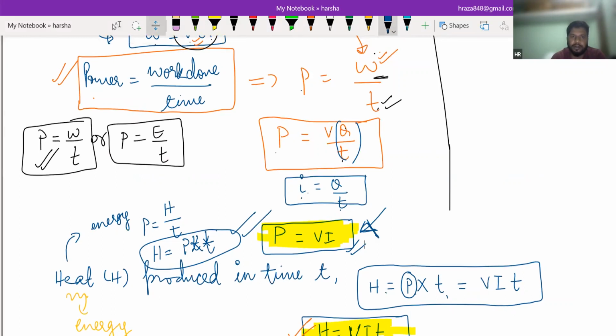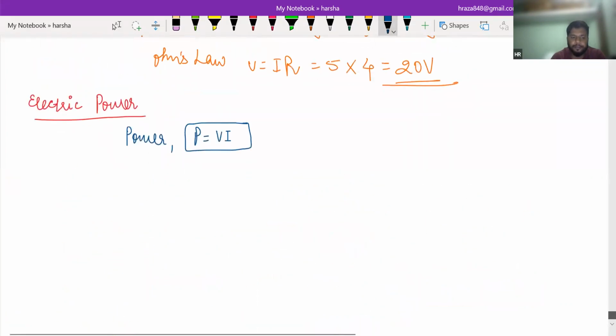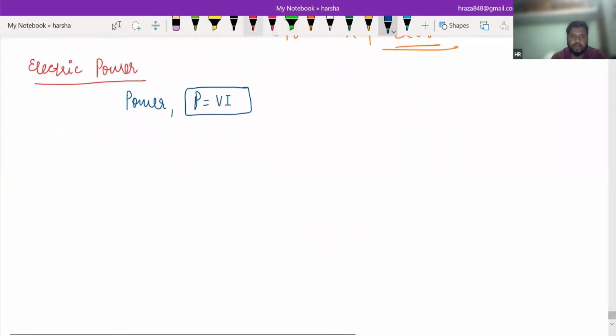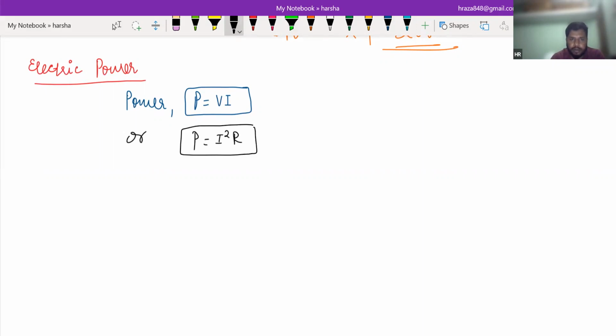So I'm going to write the direct formula of this, that is P is equal to VI. Now we also know that we can reform this formula, or I can also write P is equal to I square R, and I can also write P is equal to V square upon R. How does this formula come? I just derived it, and from this formula I can write this, and from this formula I can also write this.